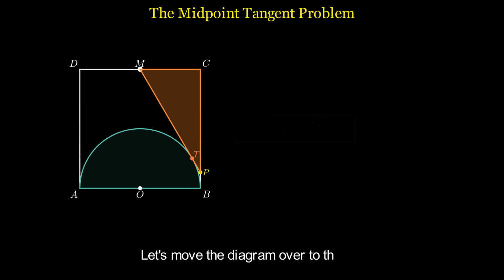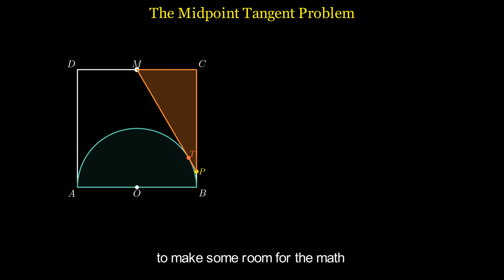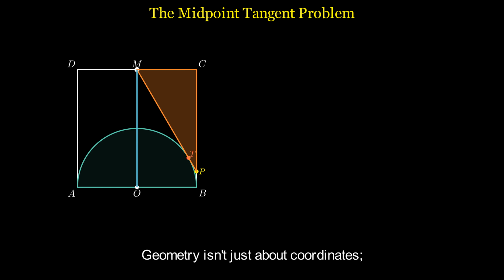Let's move the diagram over to the left to make some room for the math. To solve this, we need to leave the visuals and trust the calculation. Geometry isn't just about coordinates, it's about connections. Let's look at the segment connecting the midpoints. Since the square is 1 unit high, this vertical line MO is also exactly 1. It acts as the backbone of our shape.